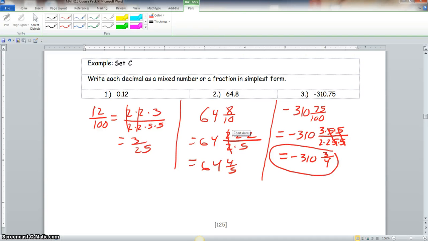Okay, now we move on over to number 3 here. We have negative 310, which is in front of the decimal. So this will be your lead number here, and your fraction will be 75 over 100. Now we take the prime factorization of 75, which is 3 times 5 times 5, and the prime factorization of 100, which is 2 times 2 times 5 times 5. These 5's simplify out, and we're left with negative 310 and 3/4.